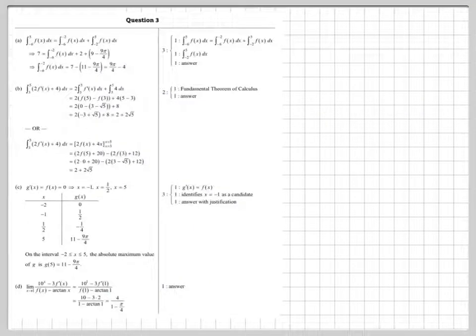And here is your scoring guide, just in case you were curious about all the points. That's the end of this FRQ.